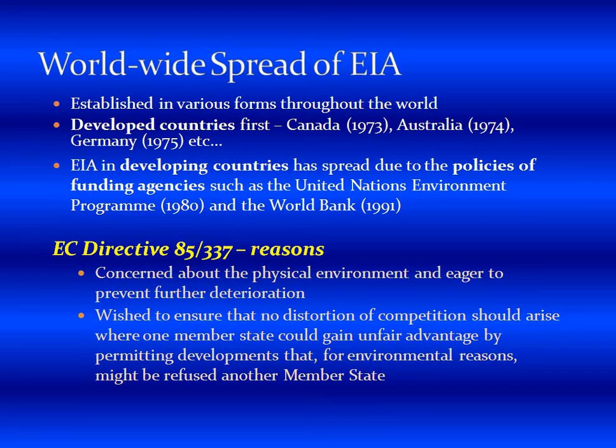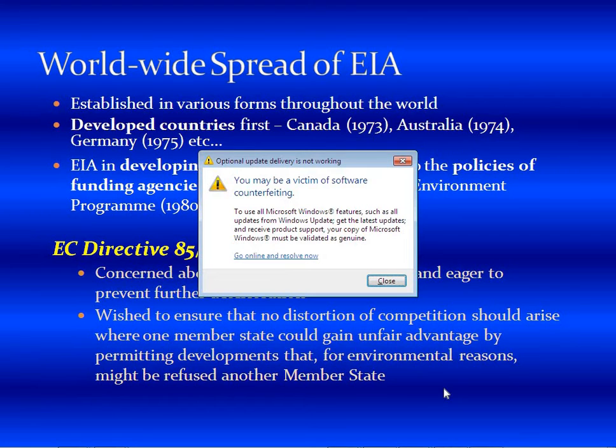Directive 85/337. This EC is the European Council. They gave directives 85/337. And what did they say? Regions were concerned about the physical environment and eager to prevent further deterioration. So they are concerned about the physical environment and want to reduce deterioration further. They wish to ensure that no distortion of competition should arise.